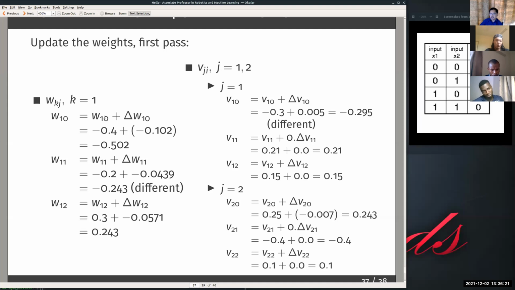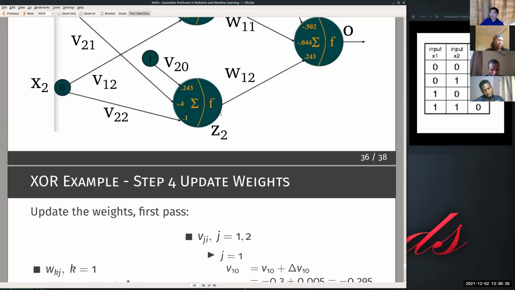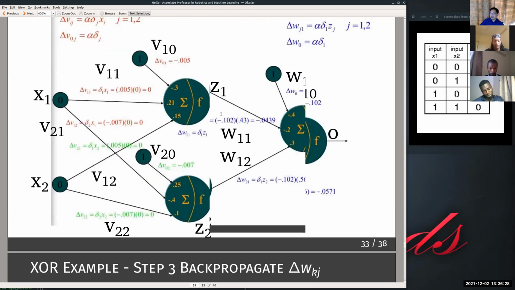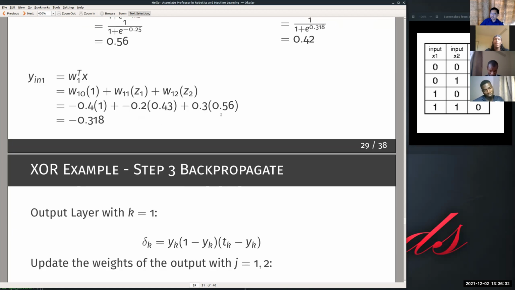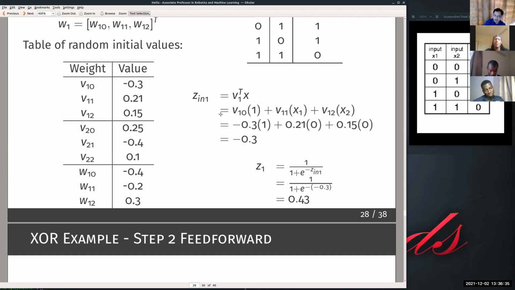So what are these? We use the current values of our W1. Okay, let me just picture the current W again, so we will be convinced that they are the correct values.